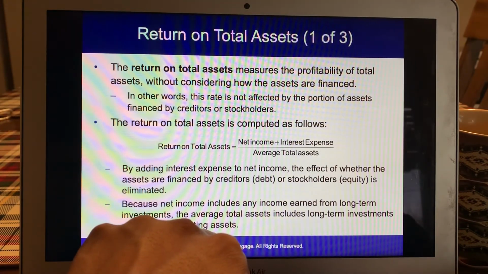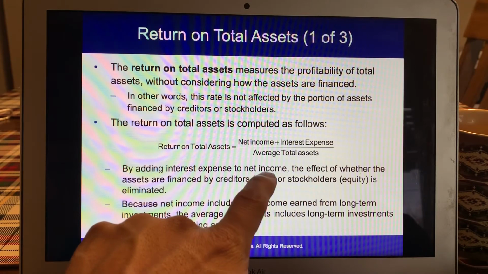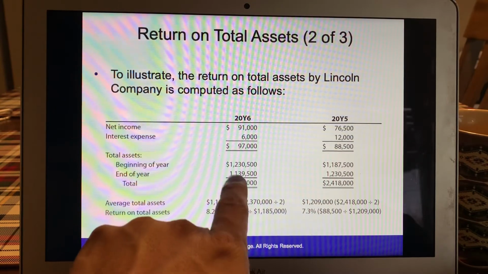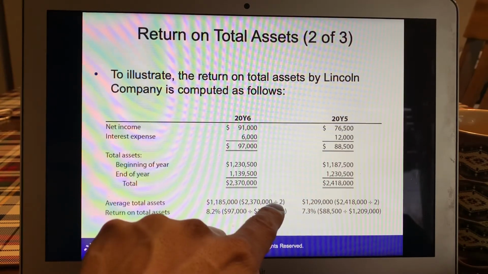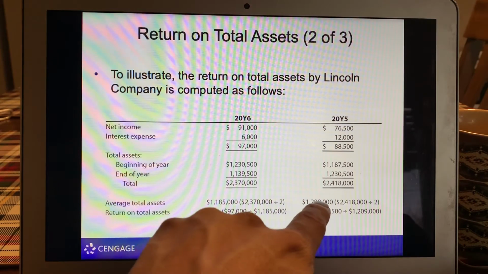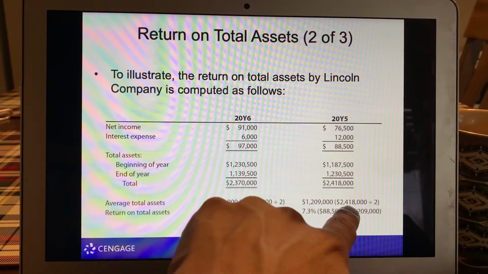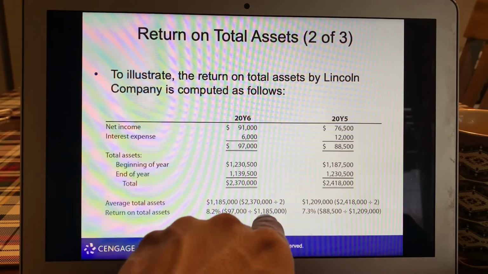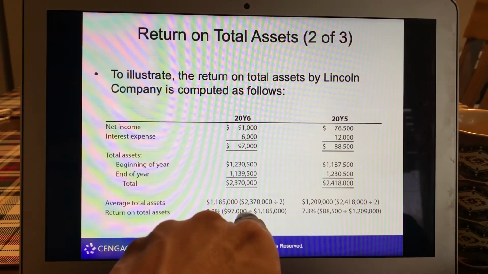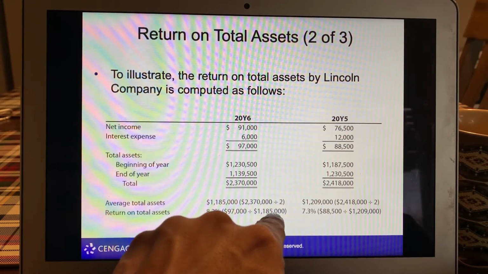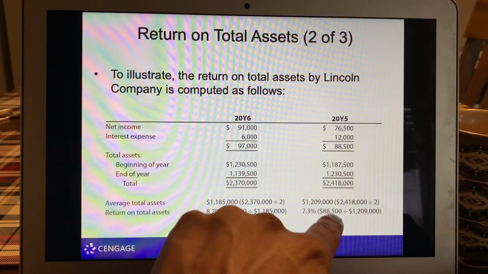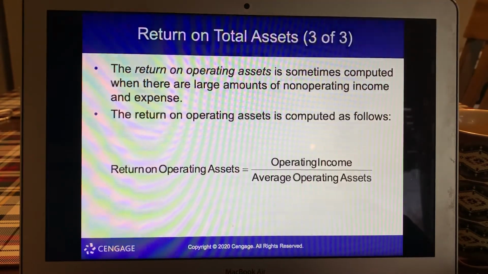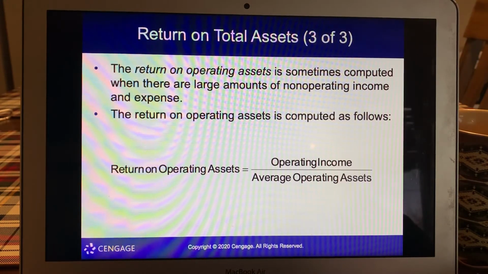So return on total assets is net income plus interest expense divided by average total assets. So here's the example. 2,370,000 divided by 2, and then this one is 2,418,000 divided by 2, and then from there we get our interest expense, 97 divided by 1.185 million, 8.2%. This is 88,500 divided by 1.209 million. Okay. All right.